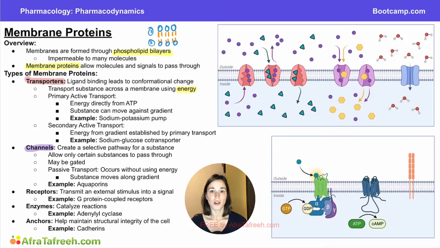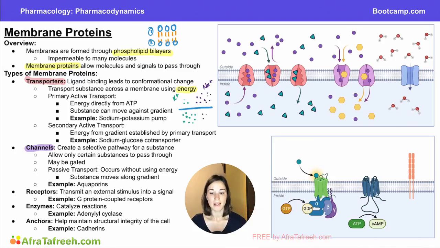The concentration gradient refers to the fact that many substances exist at unequal concentrations inside and outside of the cell. So if we consider this line to be the cell membrane, and above it is going to be outside the cell, and below it will be inside the cell, some substances, for example potassium, are going to exist at a higher concentration inside the cell than outside the cell, while other substances such as sodium ions are going to exist at a higher concentration outside the cell than inside the cell.